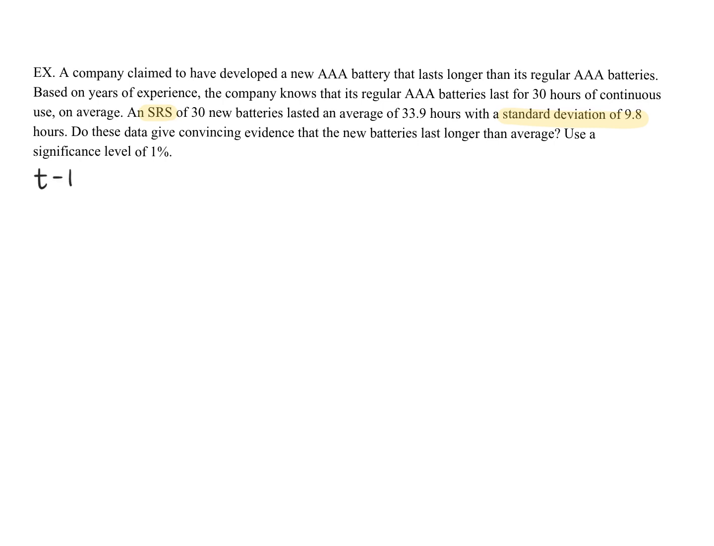So we're doing a t-test. The null hypothesis is that our mean is equal to 30 hours. Our alternative, again, the company states that we want to see if they last longer than average. So our alternative hypothesis is that our mean is greater than 30.